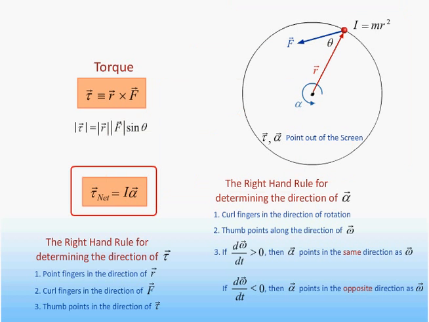This equation, the net torque about an axis is equal to the product of the moment of inertia about that axis and the angular acceleration, is totally general. This equation is just Newton's second law applied to a system of particles in rotation.